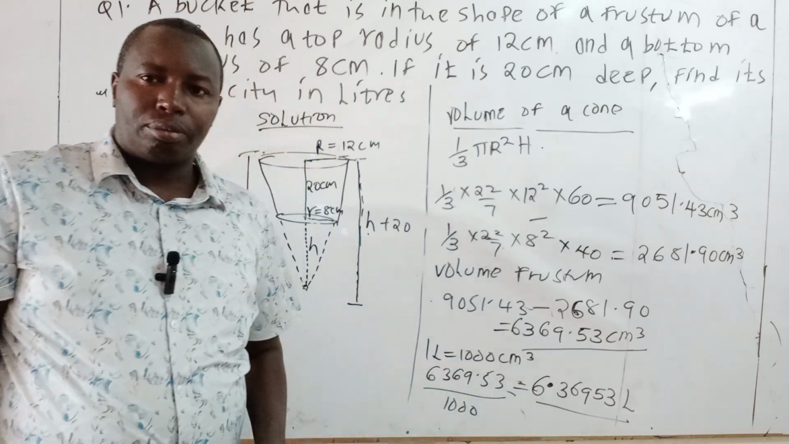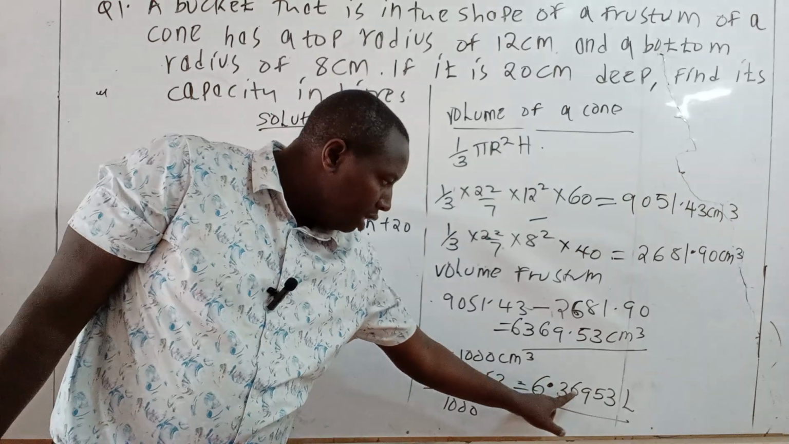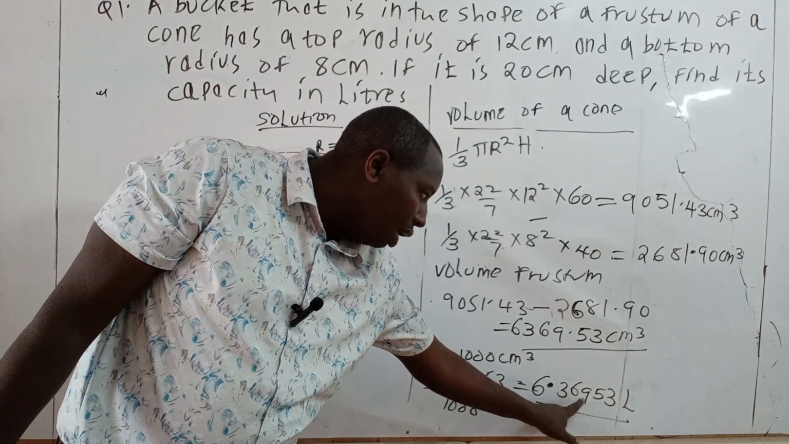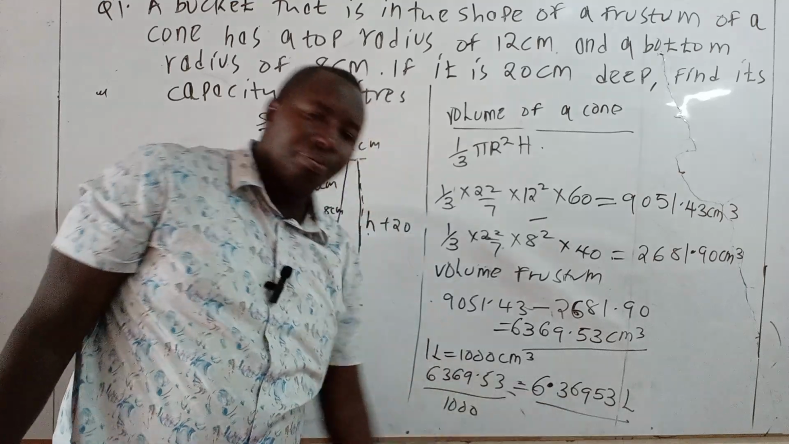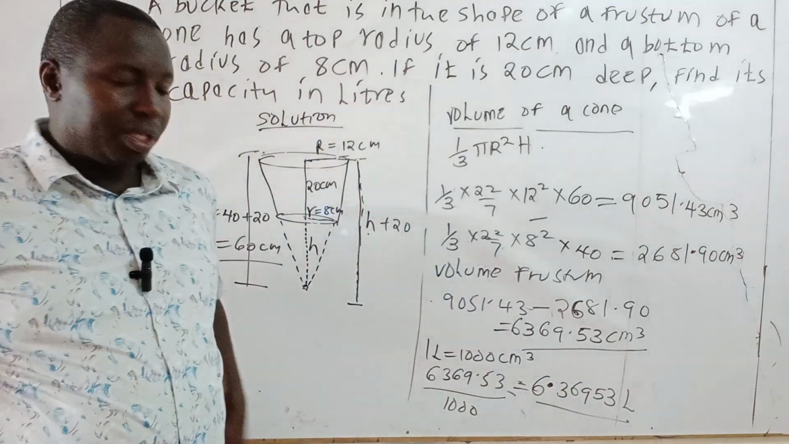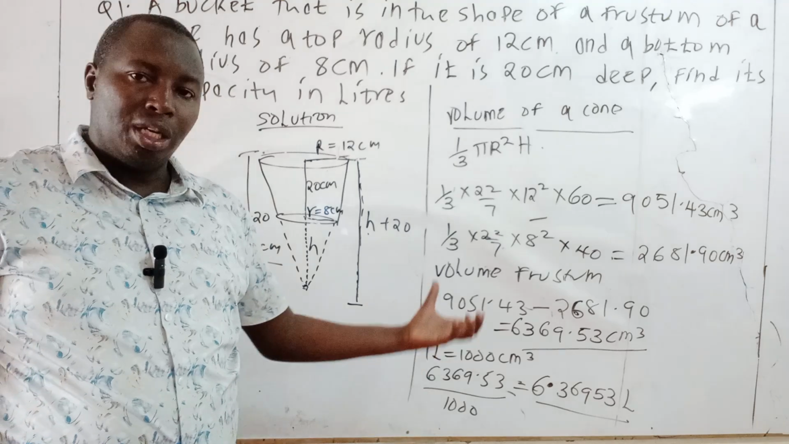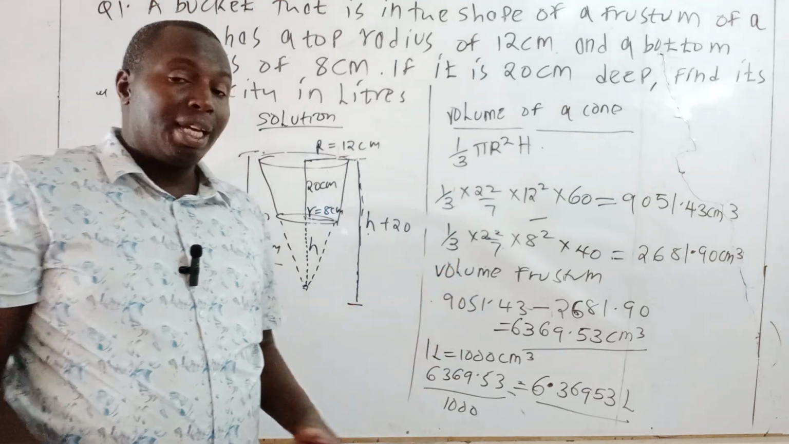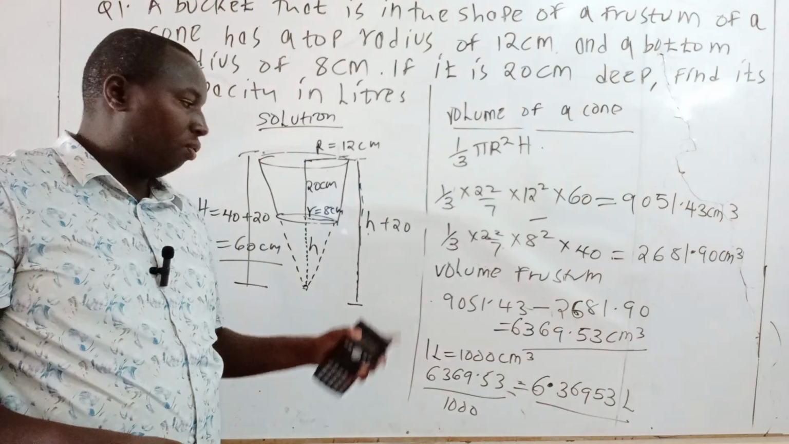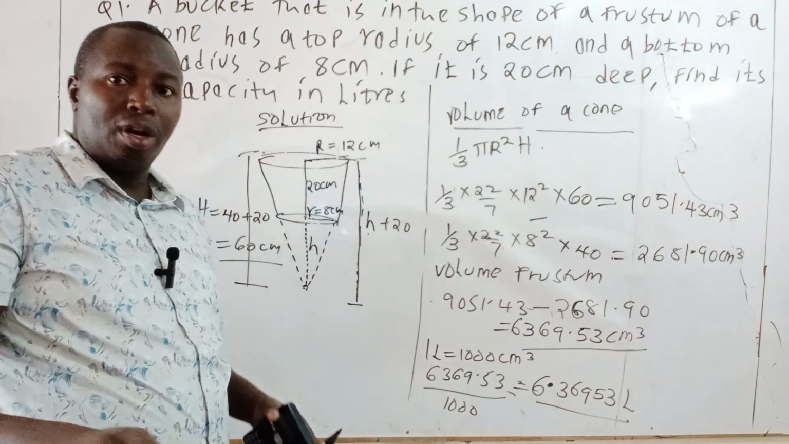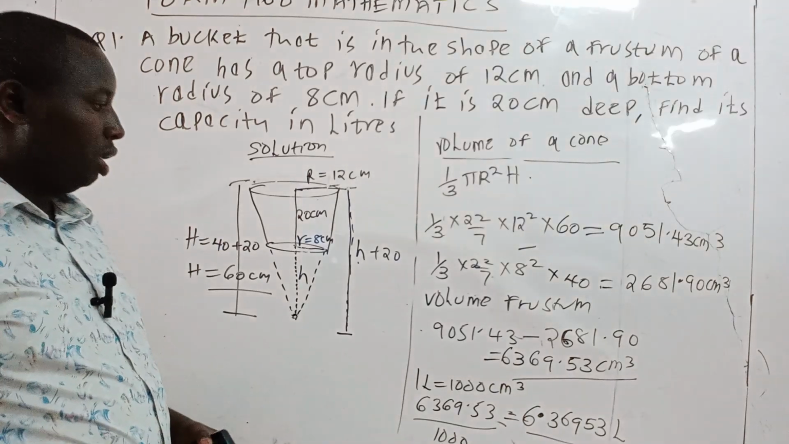Or maybe to four significant figures, 6.36953 becomes 6.370. We give your answer to four significant figures. So it should be like that. So this is the capacity of this bucket in liters. And that one is how you find the volume of a frustum of a cone.